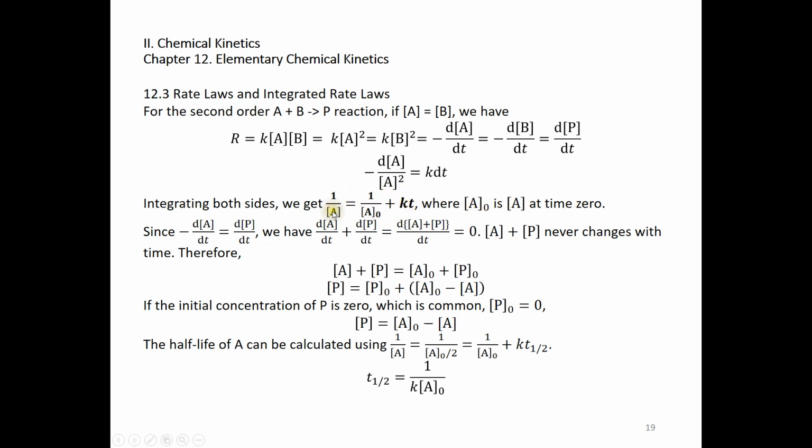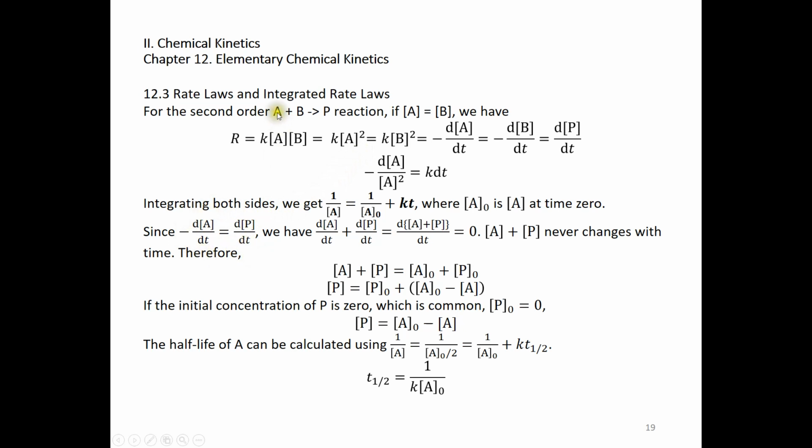We can plug in this expression here, dA over A squared, just to see if it equals k dt, or we can plug it in here, negative dA over t, to see if that's k squared. We can verify this equation easily. And now we have this equation.